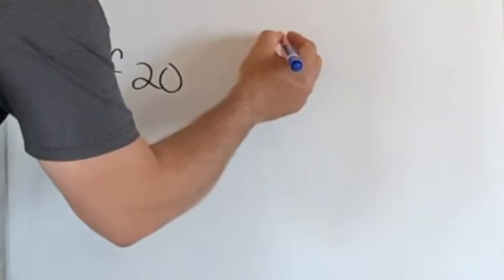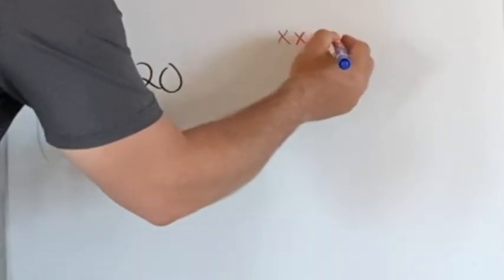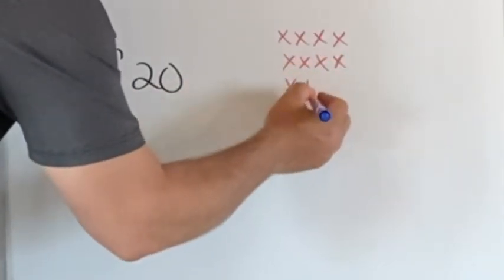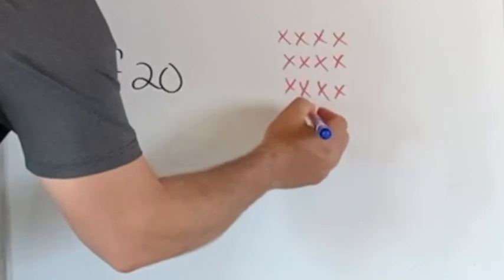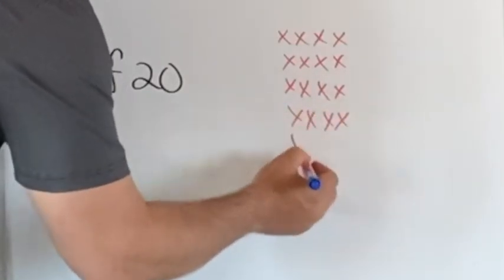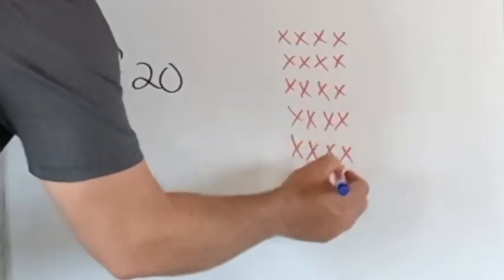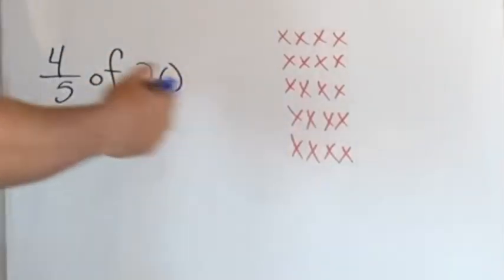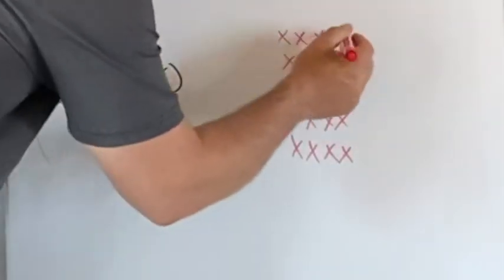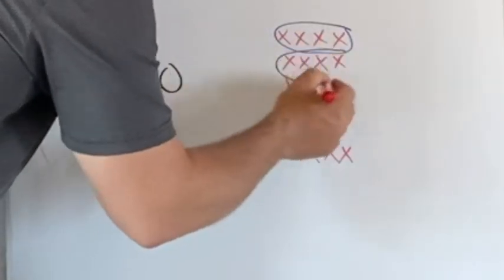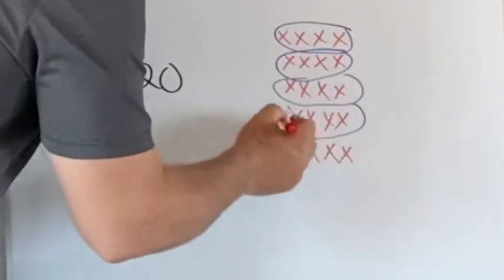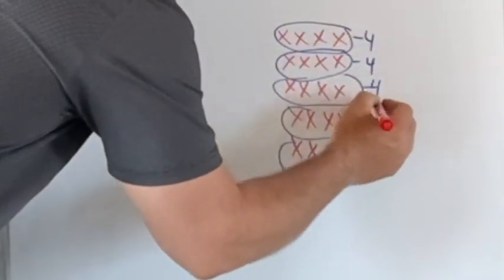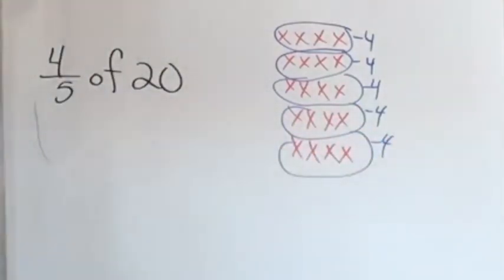I get 1, 2, 3, 4, 5, 6, 7, 8, 9, 10, 11, 12, 13, 14, 15, 16, 17, 18, 19, 20. Now remember, when you make your arrays, you need to make them into equal groups. So now I've got 5 equal groups. 1 group, 2, 3, 4, 5 groups. Each group has 4 in it. And if you remember, that's the same as division.